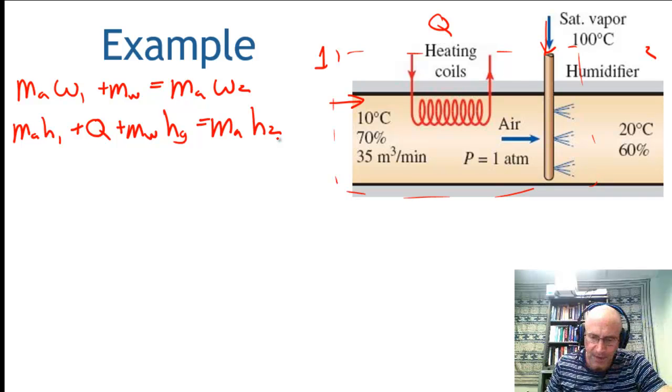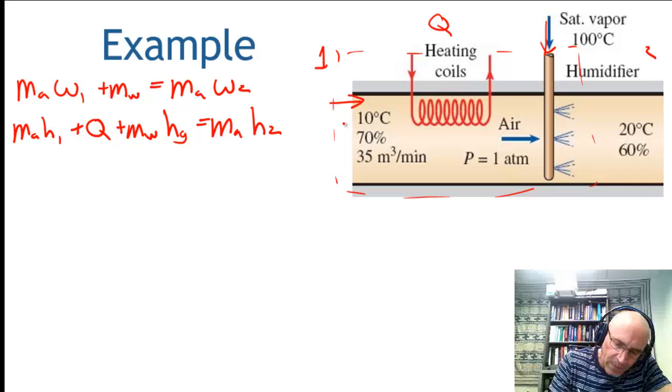So now what I have is my mass balance and my energy balance. So hopefully that's going to be enough to solve the problem. And let's look at what we know and don't know. Notice that we've got these two conditions given, a temperature and humidity, both at the inlet and outlet.